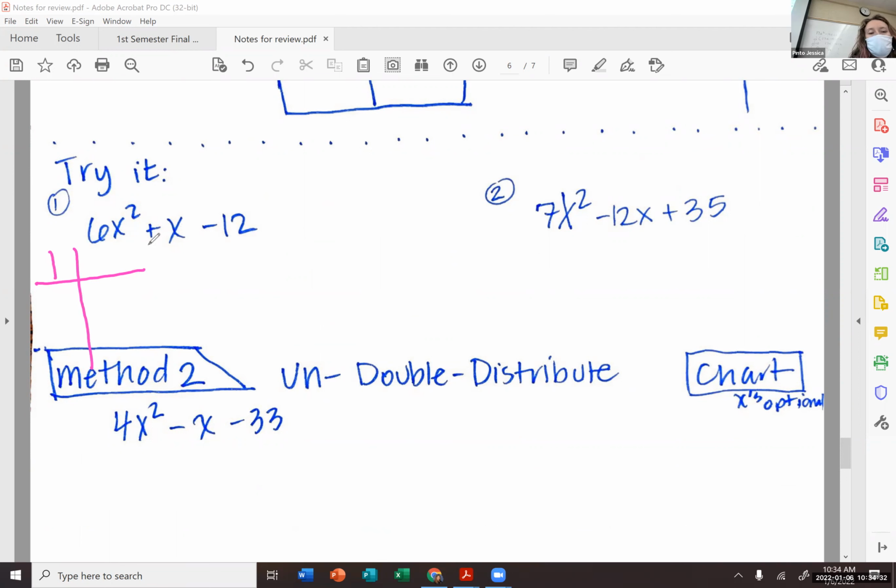Don't forget to multiply those together and it's a negative. That's going to be 72. So I'm looking for numbers that multiply to 72 and then subtract to make 1. Hopefully you thought of them right away. Yeah, 8 and 9. 8 and 9 multiply to make 72. And in this case, I want the 8 to be negative. So now I have to try to create the box.